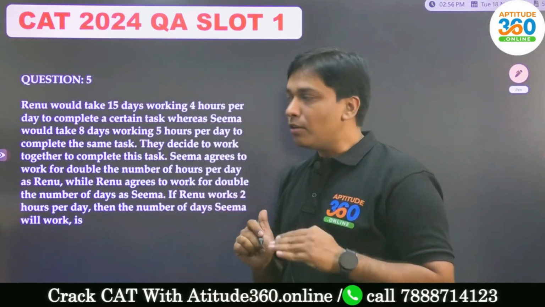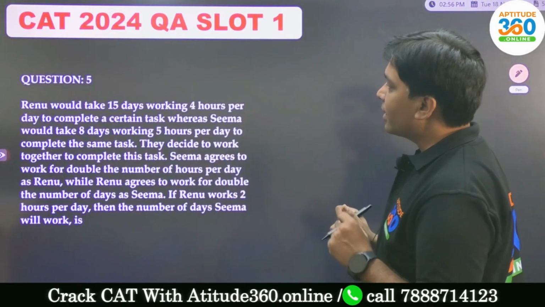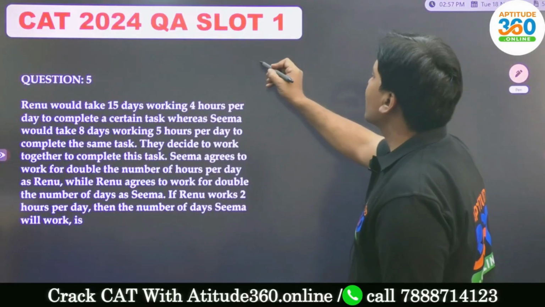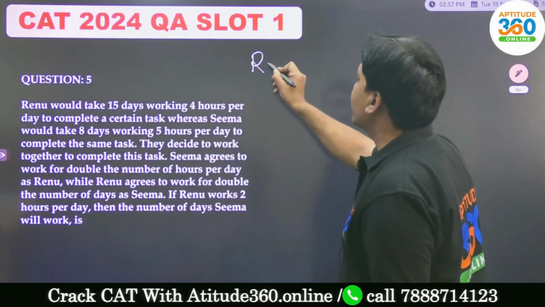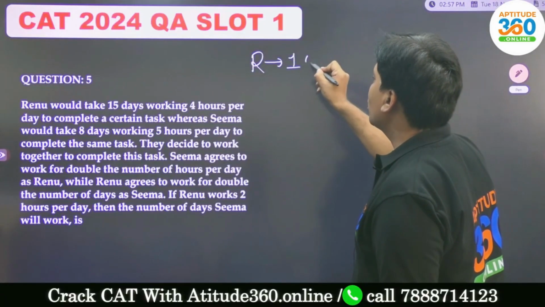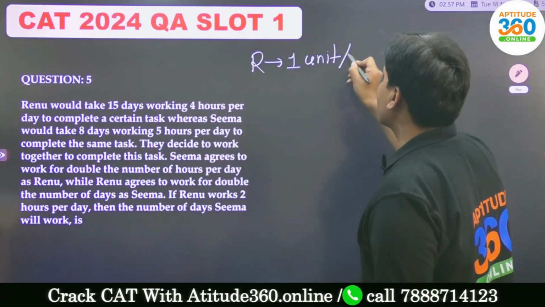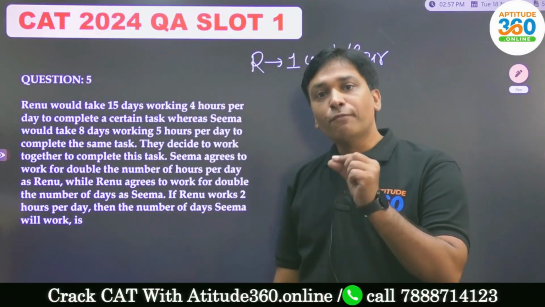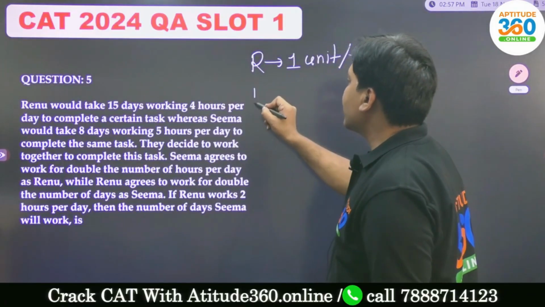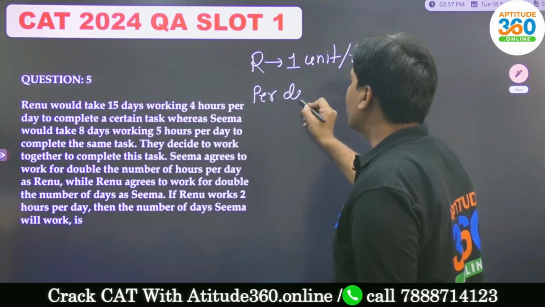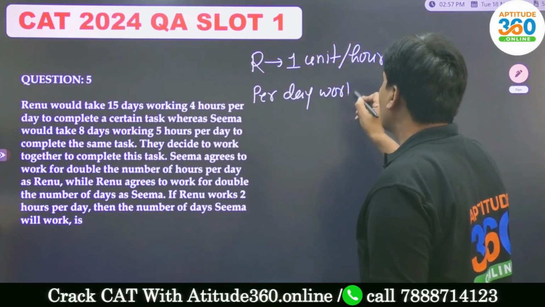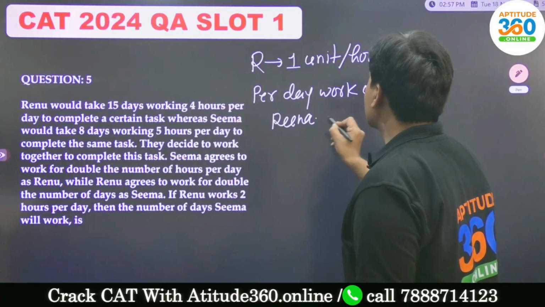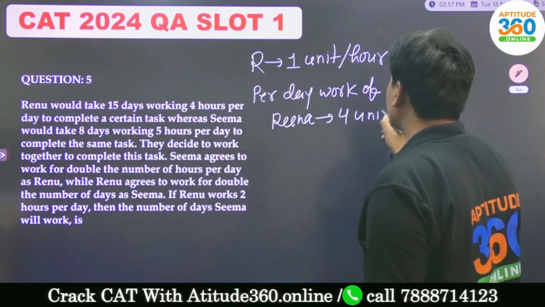So let us chop it off. The problem says Renu would take 15 days working 4 hours per day. So what I'm going to do, I will take this: Renu is working at the rate of 1 unit per hour. Isn't it pretty simple to assume? And she's working 4 hours per day. So can I say that per day work of Renu is nothing but 4 units, right?